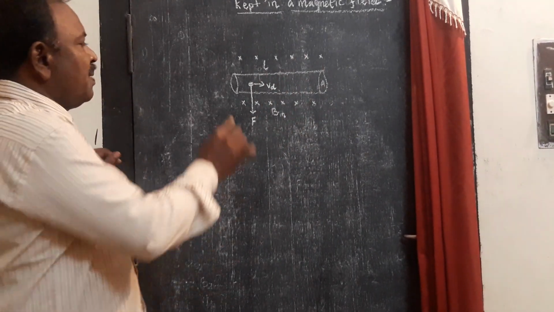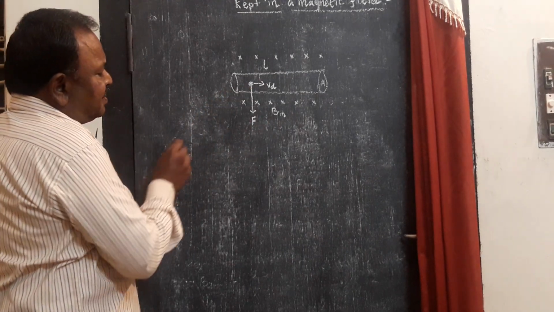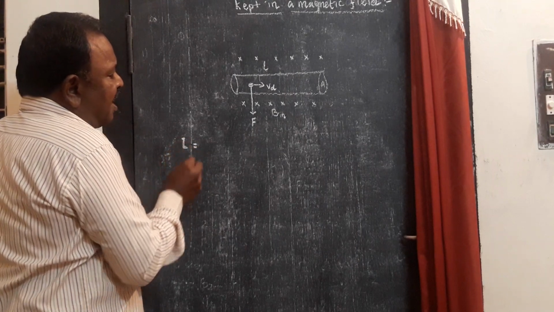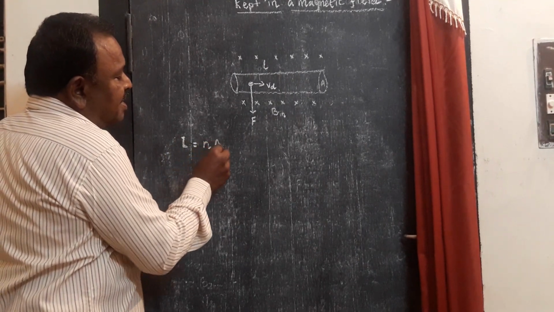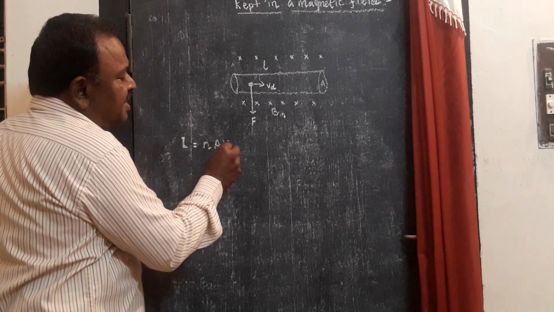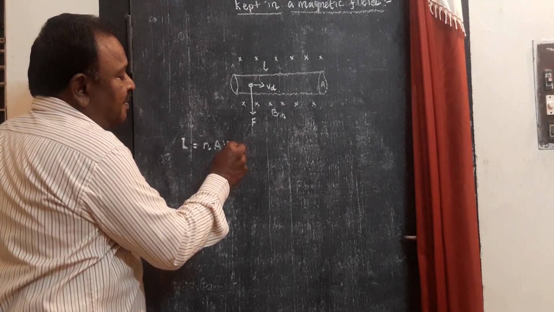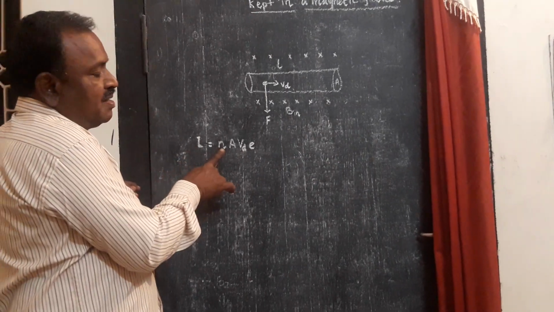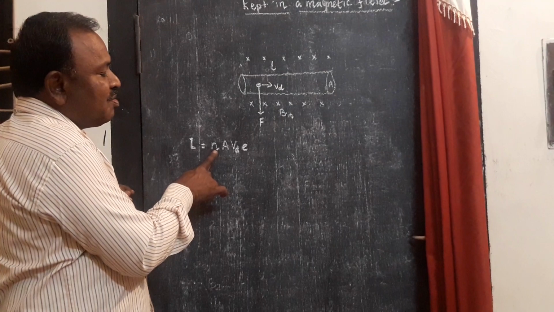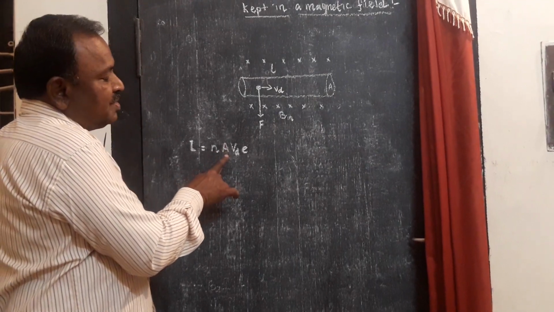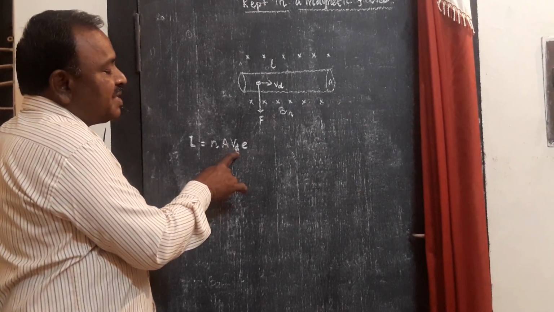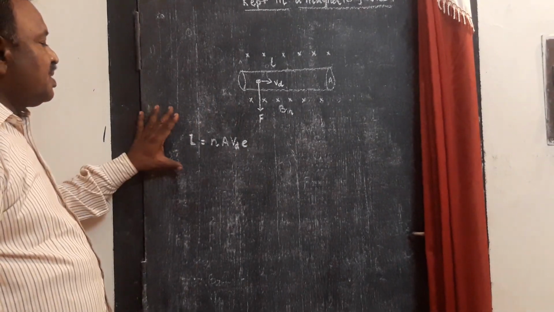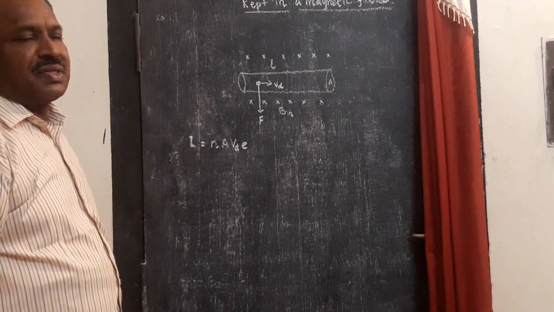We know the relation between current and drift velocity. The relation between current and drift velocity is given by I = nAVd e, where I is the magnitude of current, n is the electron density, the number of electrons per unit volume, A is the area of cross section, Vd is the drift velocity, and e is the charge of the electron. This is the relation between current and drift velocity.